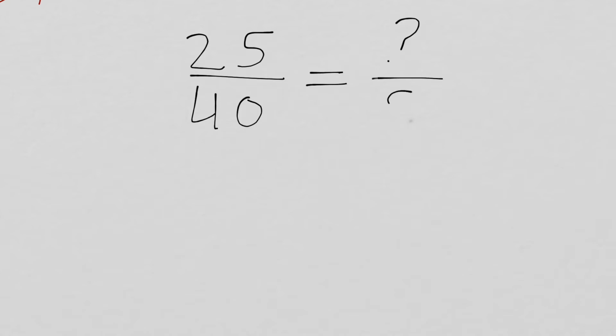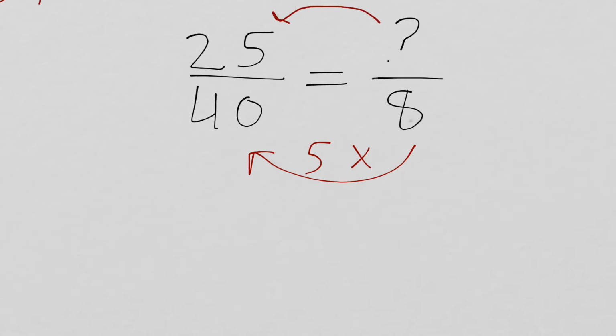Let's say we have, let's go with 25/40. And this is going to be equal to something over 8. Well, we could divide, but if we don't know how to divide yet, we can just think of it backwards. 8 times what gets us to 40? Well, it's times 5. So now we have to think what times 5 gets us 25? And if we know our multiplication tables, we will know that 5 times 5 gets us 25.